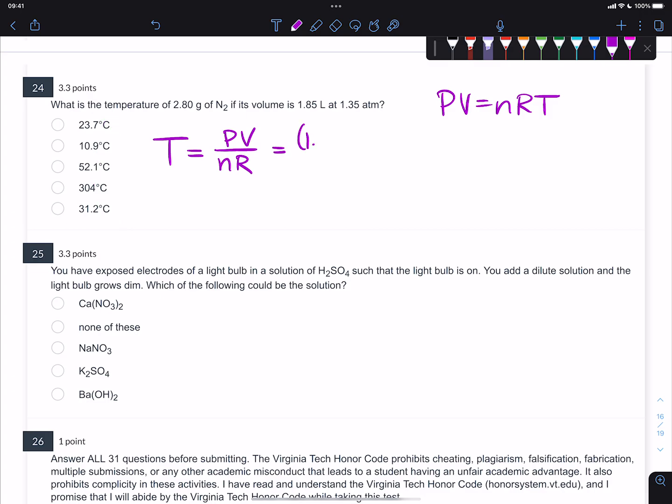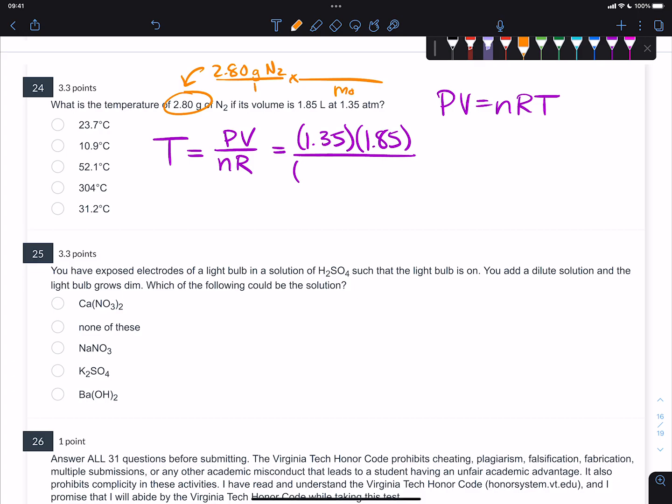So the pressure is 1.35 atmospheres. The volume is 1.85 liters. Number of moles, we have a small problem, but that's an easy one to fix. 2.80 grams of nitrogen. Turn that into moles of nitrogen. So put grams on the bottom and moles on the top. Grams cancel, top and bottom. And then the molar mass of a single nitrogen is 14. Double that and you get 28. And 2.8 divided by 28, I don't know why I'm using a calculator because it really is obviously just 0.10 moles.